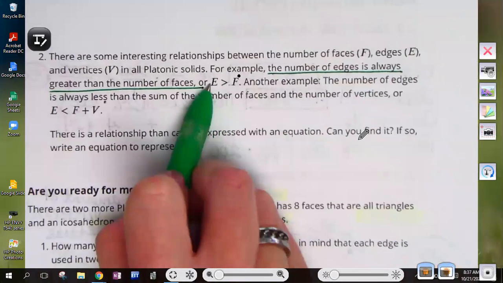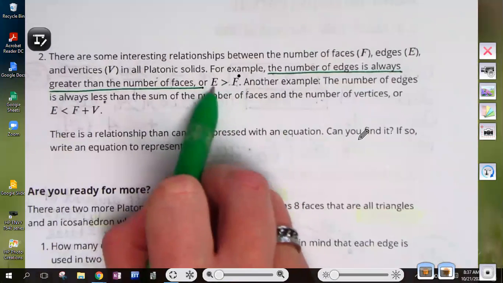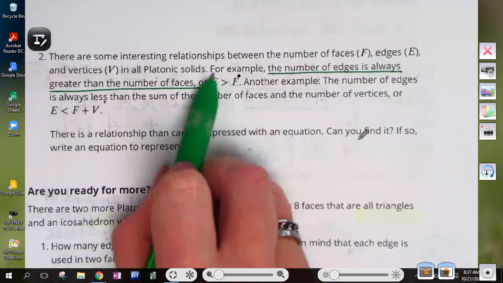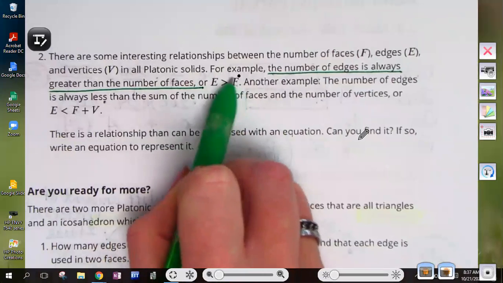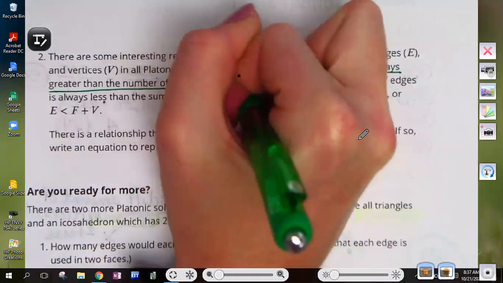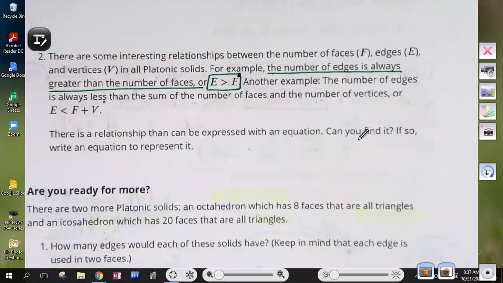So they gave us E is greater than F. What did they just give us? What's that vocabulary word we just learned yesterday? Constraint. So with a platonic solid, a constraint is that your edges are always going to be greater than your faces. If you have a face count that's greater than the edges, you've done something wrong.